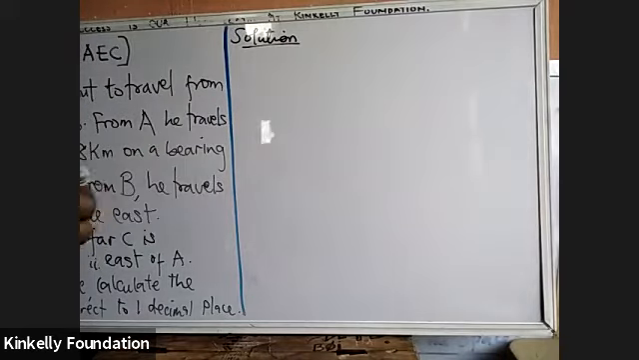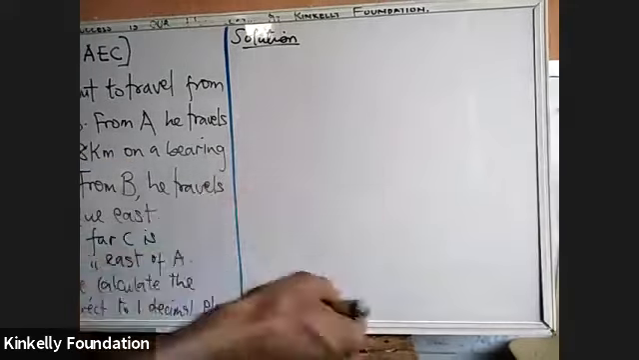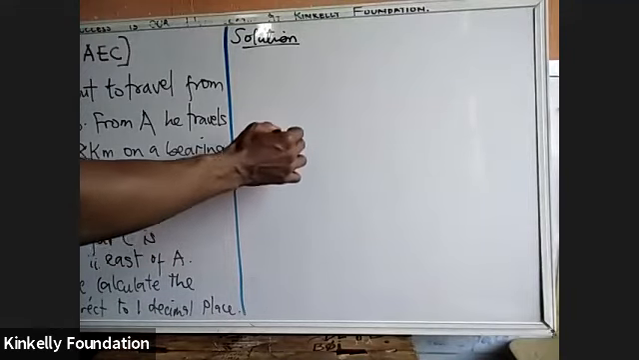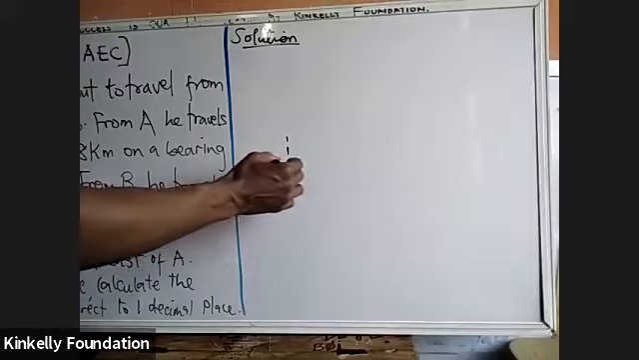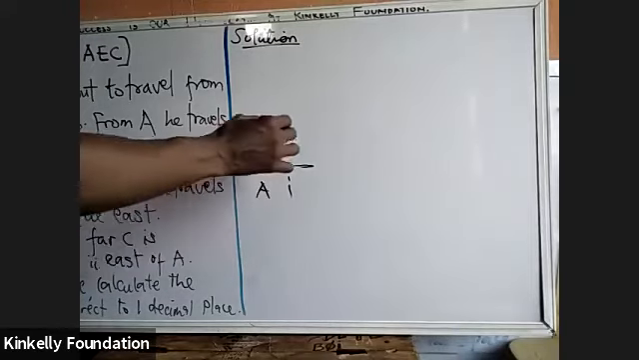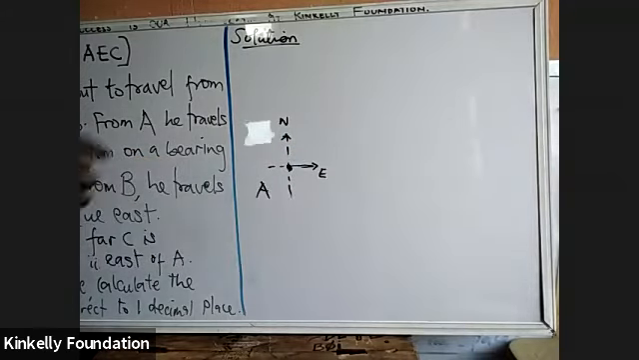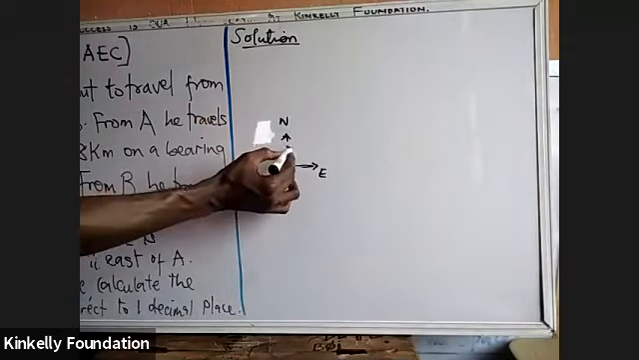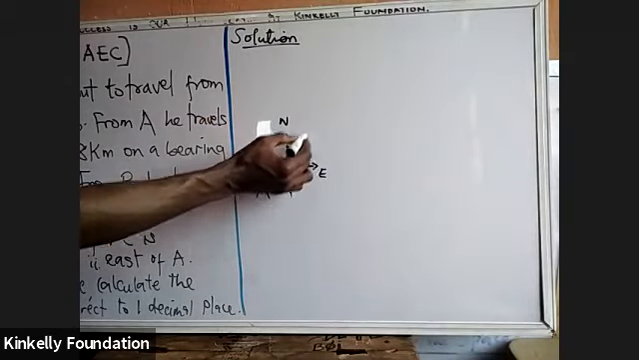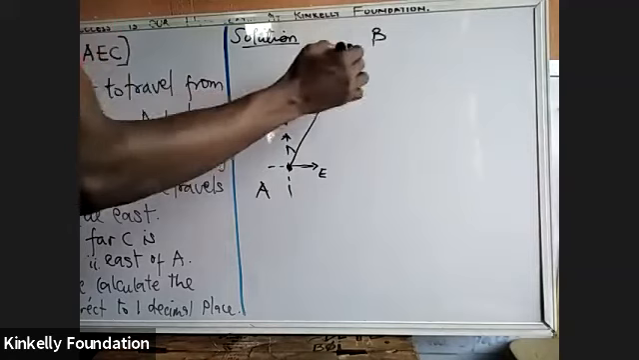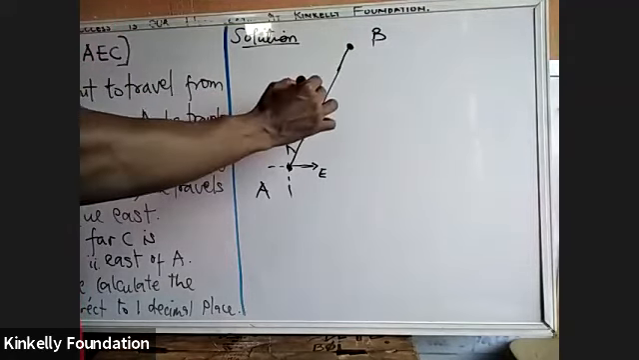A man sets out to travel from A to C via B. From A, he travels a distance of 8 kilometers on the bearing north 30 degrees east. Now, look at this. This is a point. Let's call this point A. This is north, and this is east. North 30 degrees east is measured from north. We have 30 degrees, a small angle. So assume that he stopped at this point. Let's call this point B. So this is 8 kilometers.